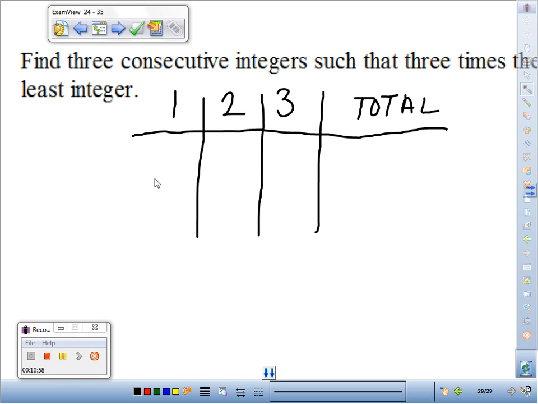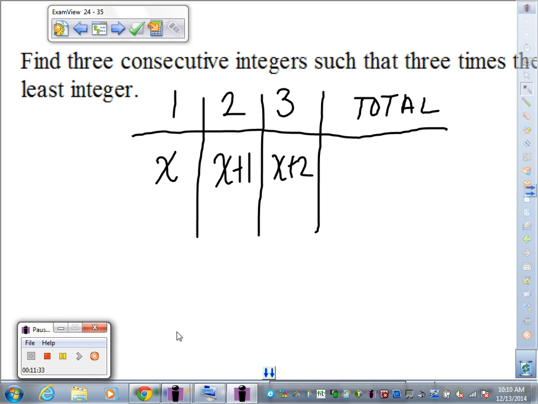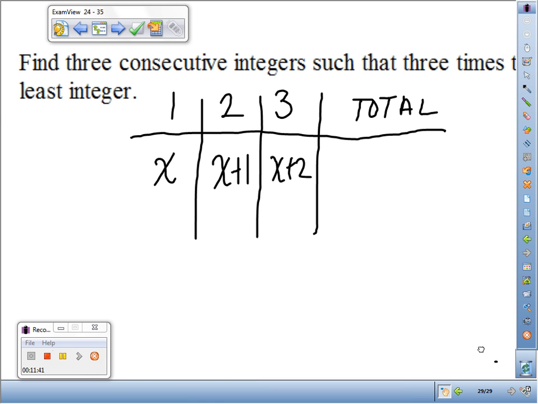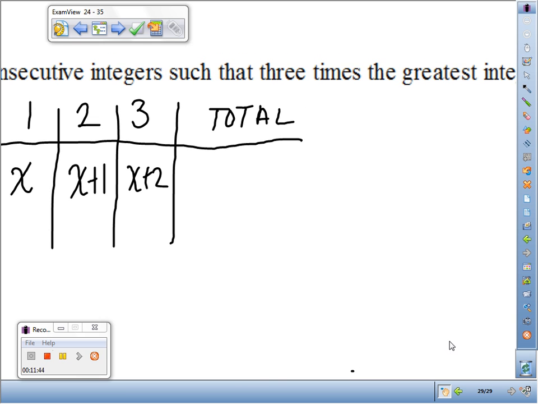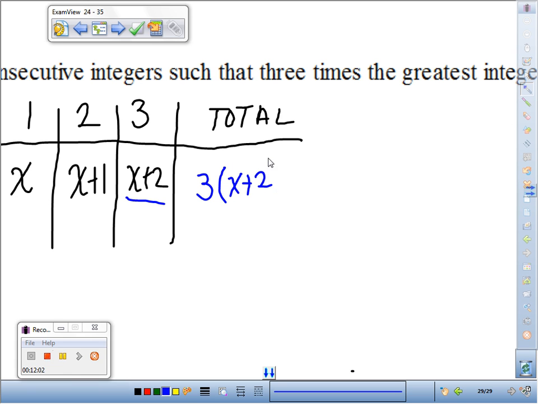So, since we don't know what the first integer is, we're going to label this X. Therefore, what would be this next one? X plus 1. What would be the next one? X plus 2. All right, here we go. So, now that we have our labels, let's find out what it says again. It says, such that 3 times the greatest integer. Which one of these is the greatest integer? X plus 2. So how can we write 3 times that? 3 parentheses X plus 2. Does that make sense? Yes.